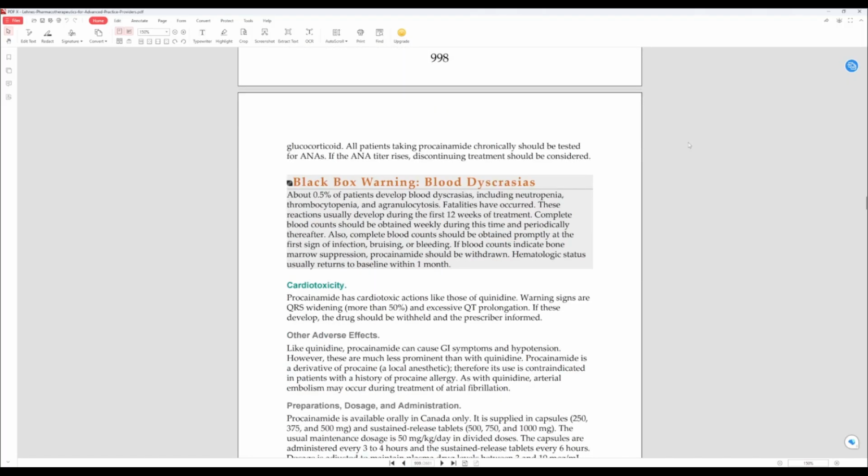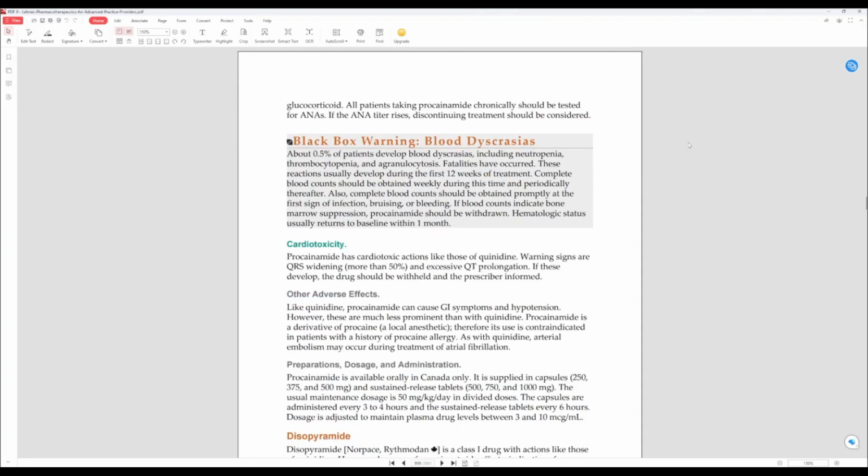So there is our black box warning on blood dyscrasias. About 0.5% of patients develop blood dyscrasias, including neutropenia, thrombocytopenia, and agranulocytosis. Fatalities have occurred. These reactions develop during the first 12 weeks of treatment. A complete blood count should be obtained weekly during this time and periodically thereafter. A complete blood count should also be obtained promptly at the first sign of infection, bruising, or bleeding. If blood counts indicate bone marrow suppression, procainamide should be withdrawn. Hematologic status usually returns to baseline within 1 month.